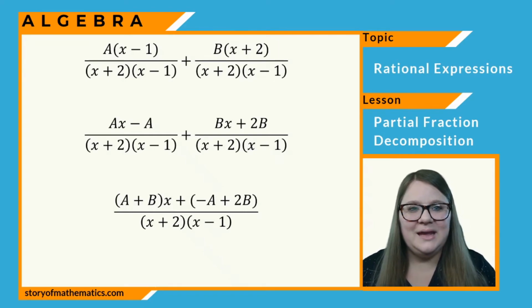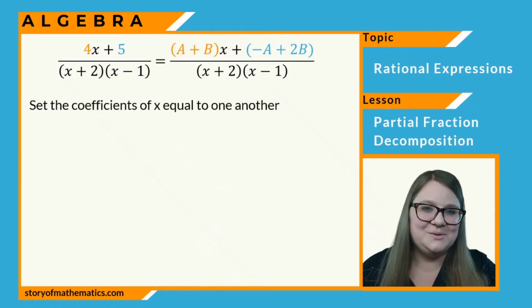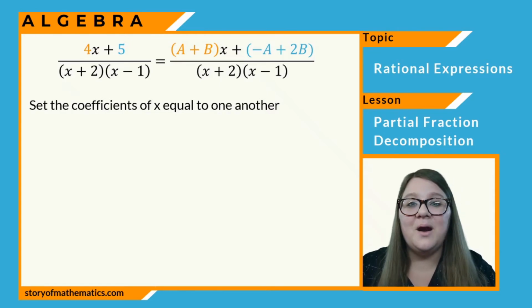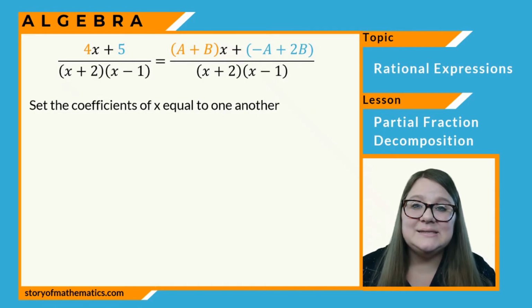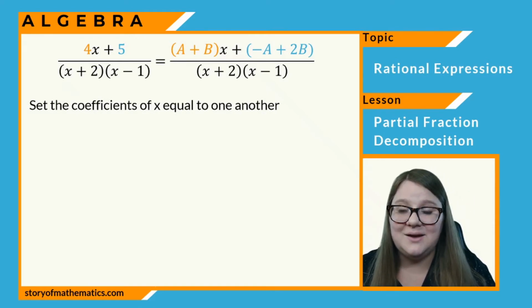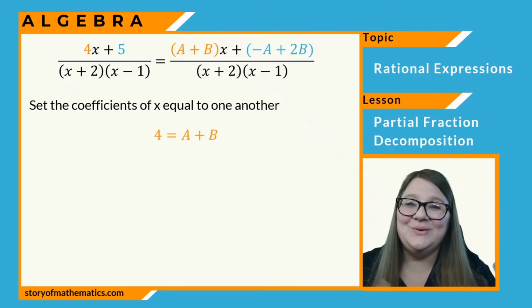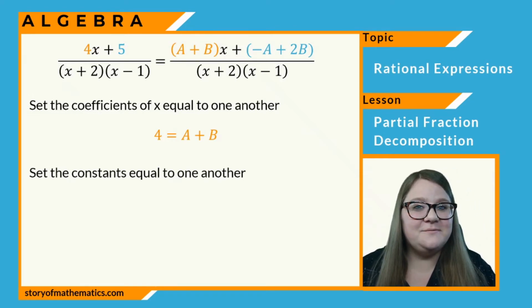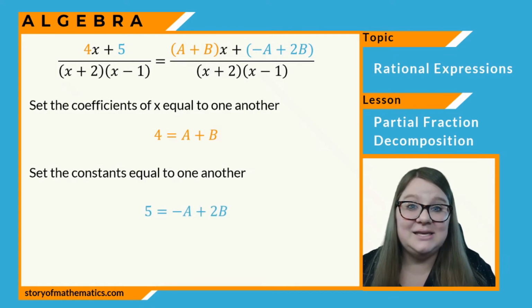Now, that seems a little complicated, but don't worry, it's not so bad, because what we're really doing here is we're saying the coefficients of x equal to one another and the constants equal to one another. So what do I mean by that? Well, remember, our original fraction was 4x plus 5 over x plus 2 times x minus 1. And since that's equal to this expression we've created on the right-hand side, we know what's in front of the x on the left has to equal what's in front of the x on the right. So 4 has to equal A plus B. Similarly, again, the constants have to equal one another. So since there's a plus 5 on the left-hand side, the negative A plus 2B also has to equal 5.